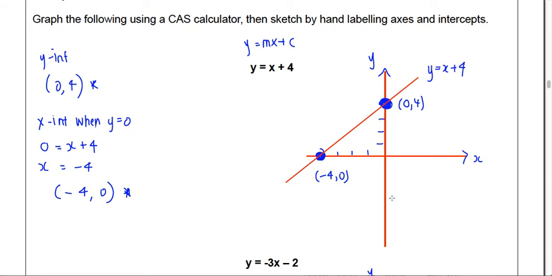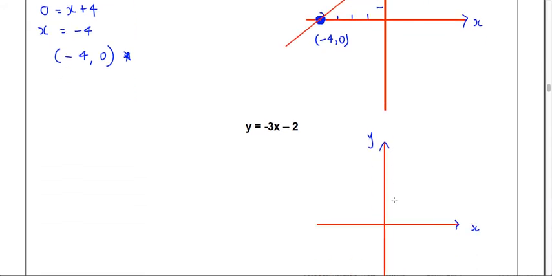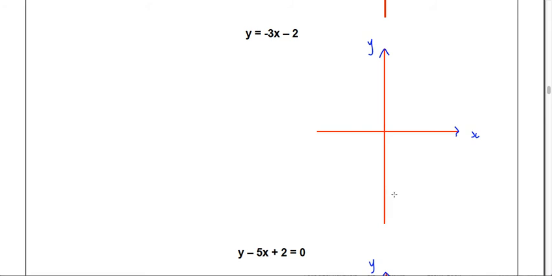Okay, moving on to the next one. Here I have y equals negative 3x take 2. Again, y-intercept is the easy one. It's this number here, which is negative 2. So y-intercept is 0, negative 2. Y-intercept always occurs where x is 0. Anywhere along this axis here, the x value is 0. Therefore, y-intercept, 0, negative 2.